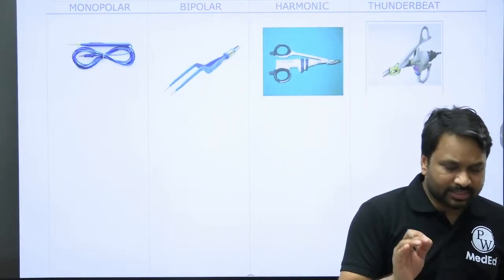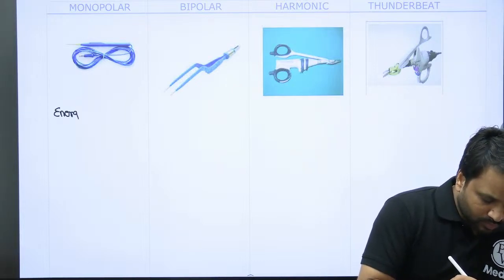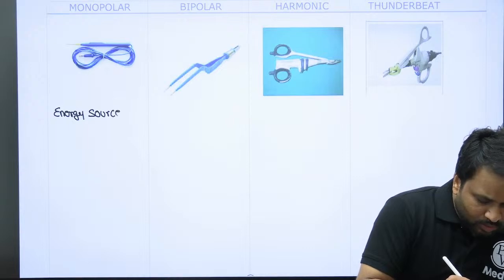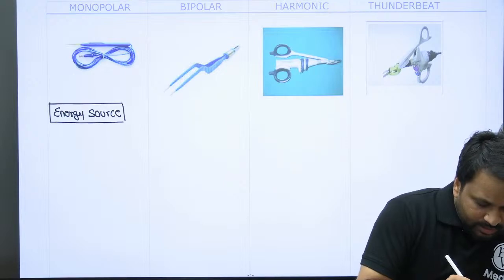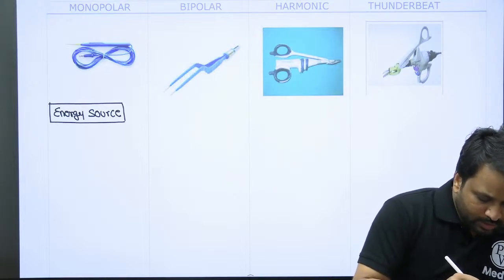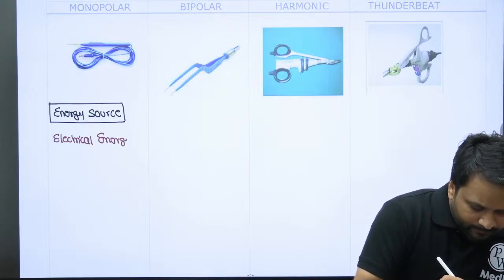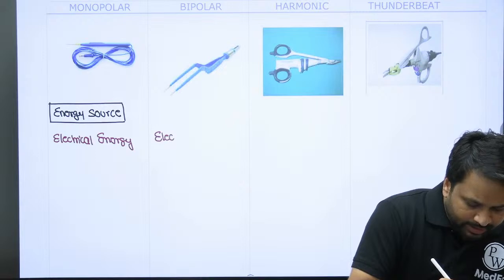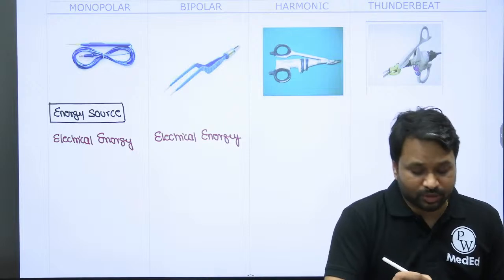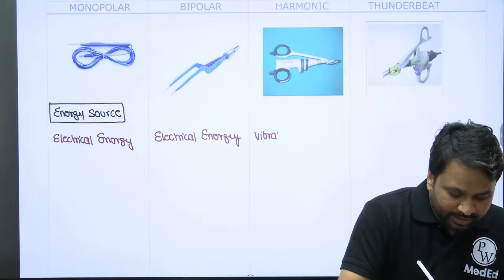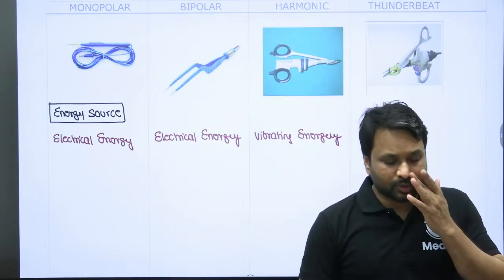So let's see what is the objective here. Now what is the energy source? When you talk about the energy source for each individual, monopolar is going to use electrical energy. Bipolar will also use an electrical energy. Harmonic does not use an electrical energy. It is going to use a vibrating energy, the force generated by a vibrating energy.